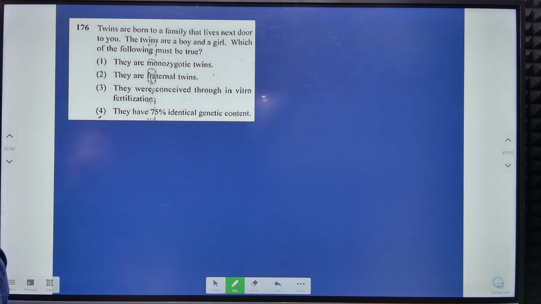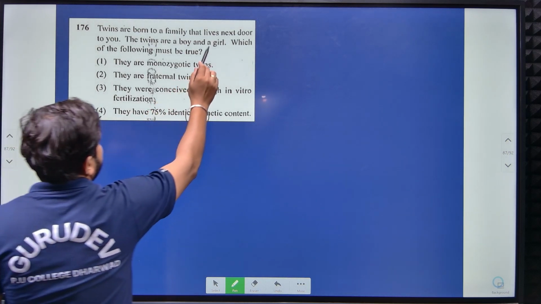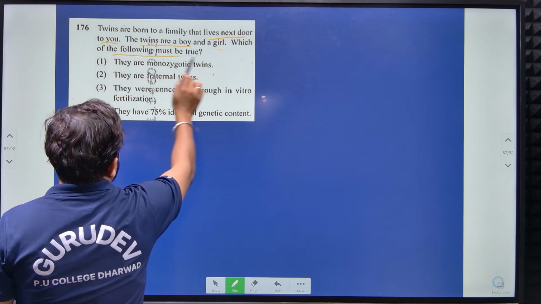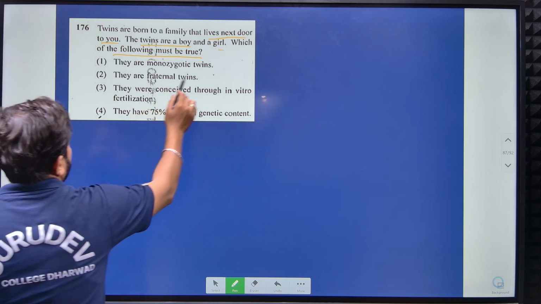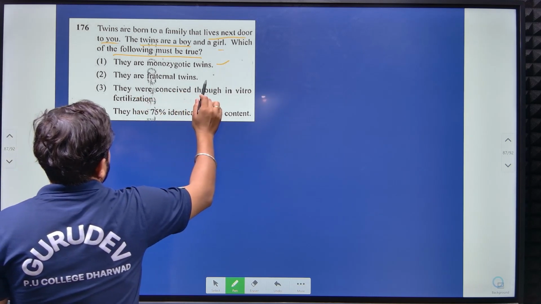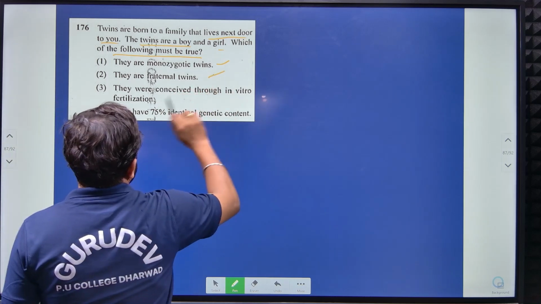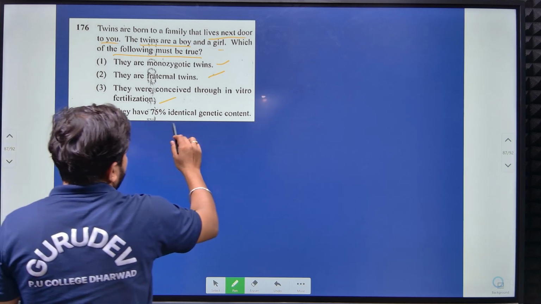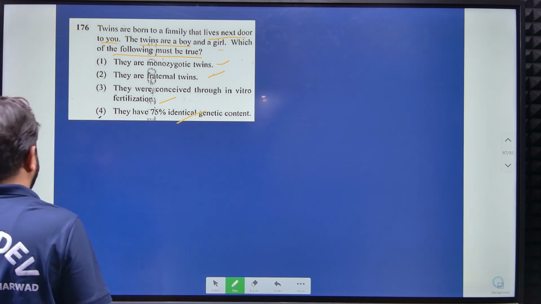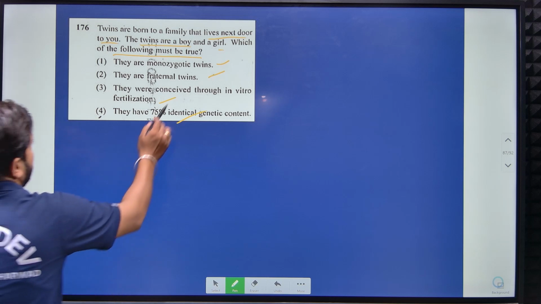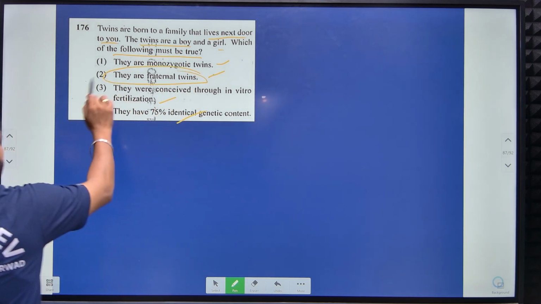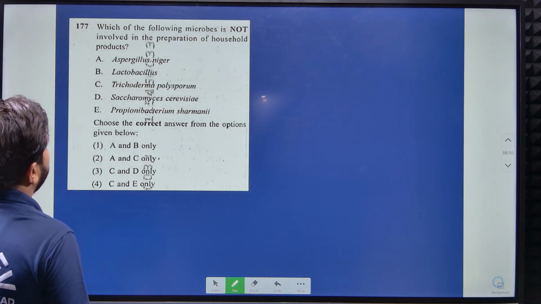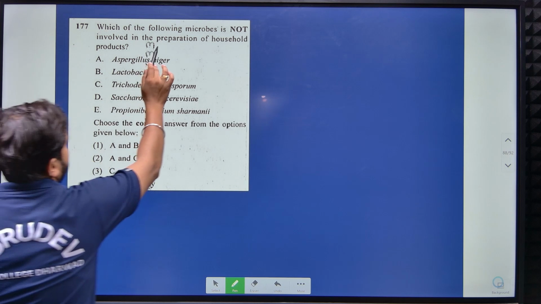Then moving on to the next: twins are born to a family that lives next door to you. The twins are a boy and a girl. Which of the following must be true for them? They are monozygotic twins, they are fraternal twins, they were conceived through in vitro fertilization, and have 75% identical genetic content. So according to this, they are known to be fraternal twins, so option 2 is correct here, right?